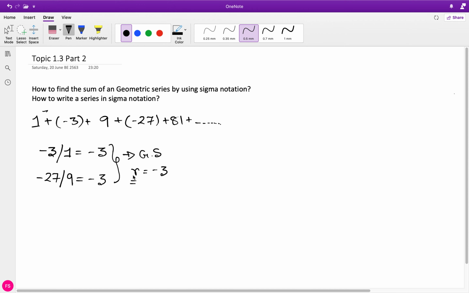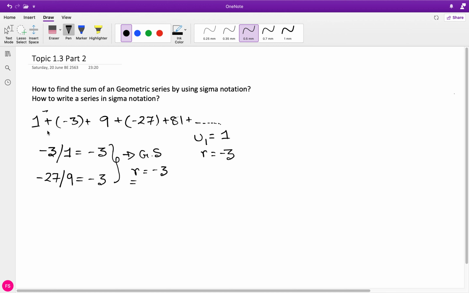I already talked about the symbols R and U1 in my previous videos. So if you don't know what I'm talking about, please watch those videos first and then you can come back to this one. So for this series, the first term, that is U1, is 1. The common ratio is R, which is -3. Now, what is the pattern of the series? What pattern is it following?